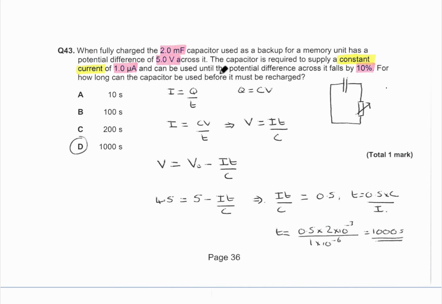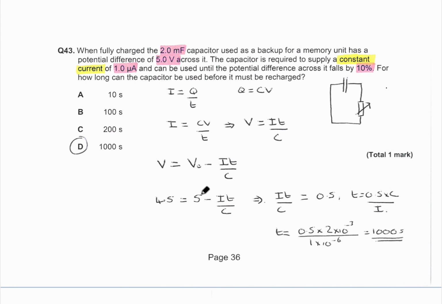Now what we want is we want to know this t, basically how long this capacitor will discharge for until the potential difference has fallen by 10%. Well, we know that the starting potential difference is 5. 10% of that is 0.5. So this capacitor will basically make this memory unit work until the potential difference gets down to 4.5 volts. So that's our reduction in 10%. That's our 10% reduction in potential difference.